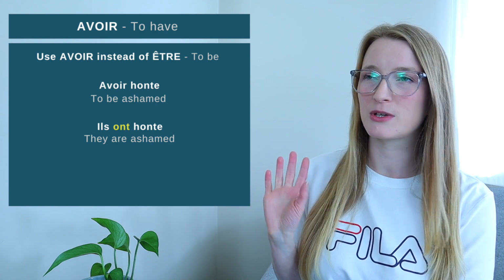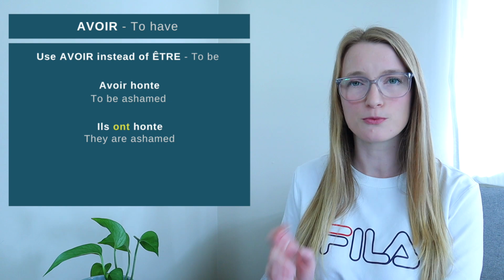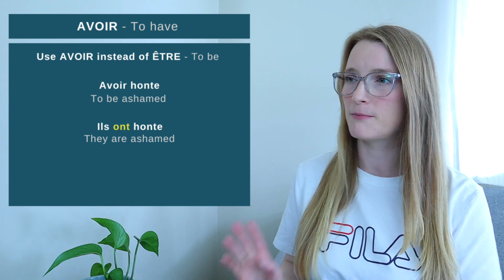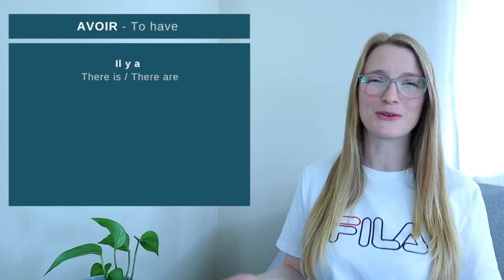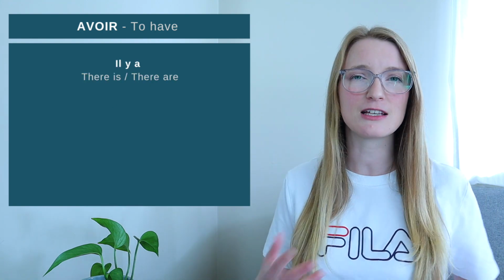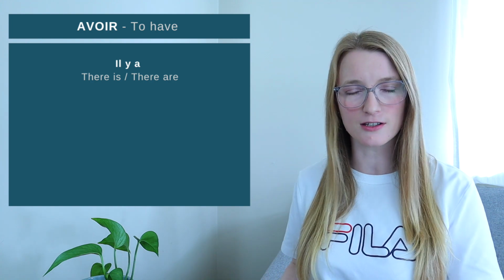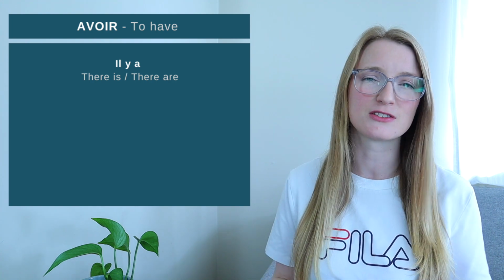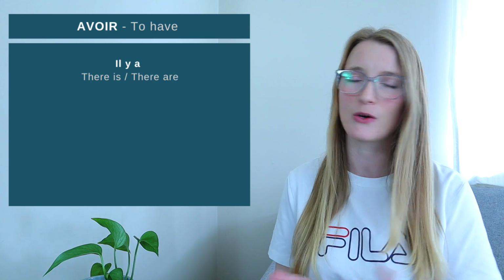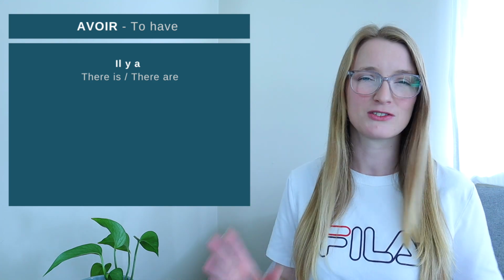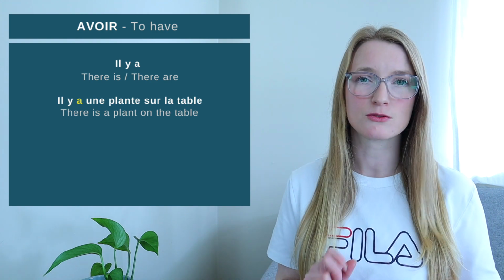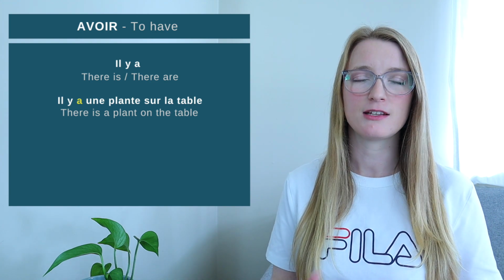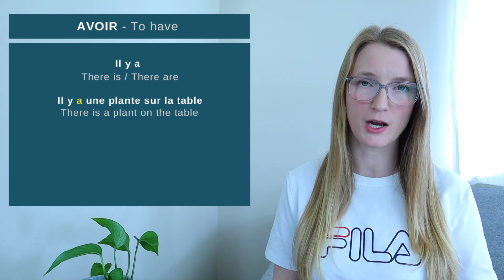So that was for when avoir is used as to be in English, but we have many other ones in the book. Don't forget to check them out. Now if we see other ones, we have il y a. Il y a means there is, there are. We don't have a difference for plural in this case, it's always il y a. And it's always the three words together, okay? Il y a une plante sur la table.